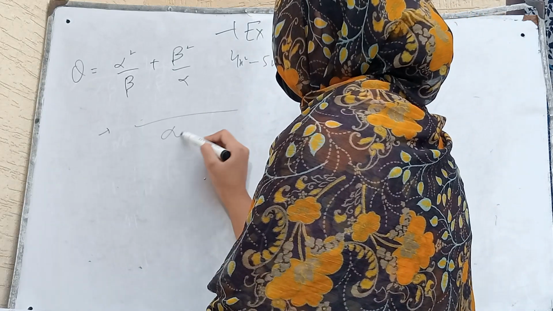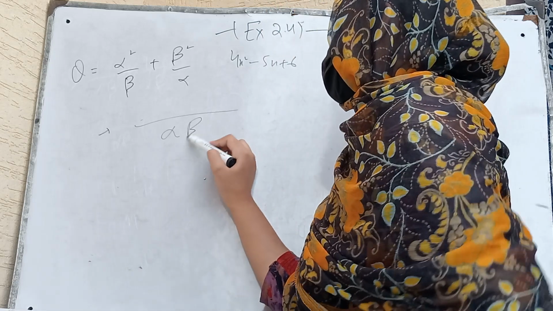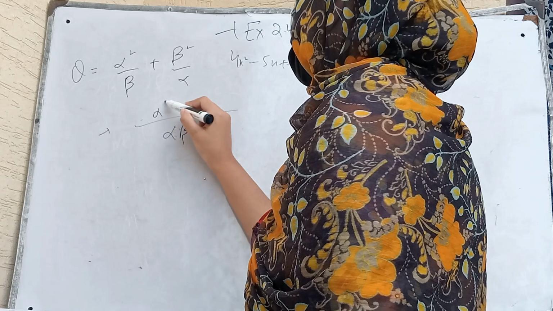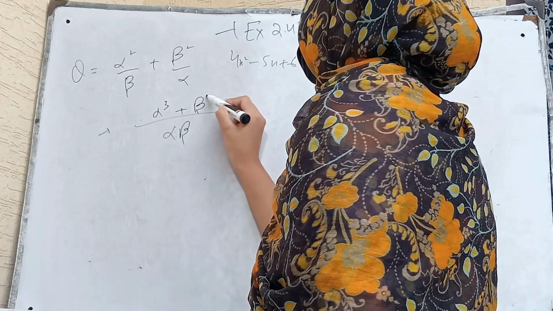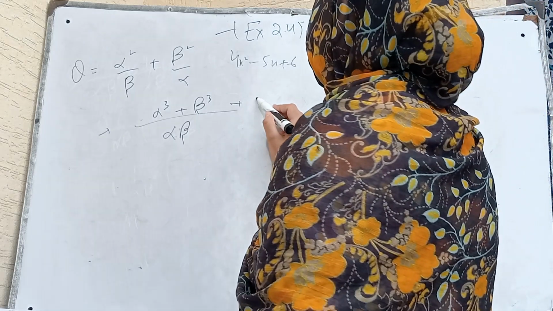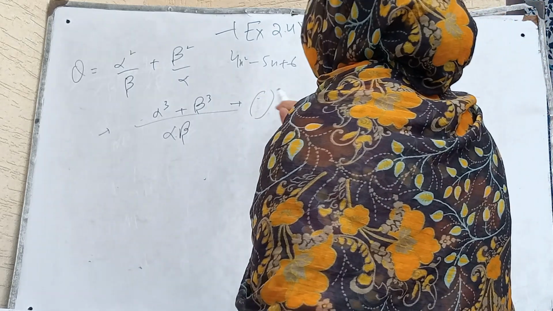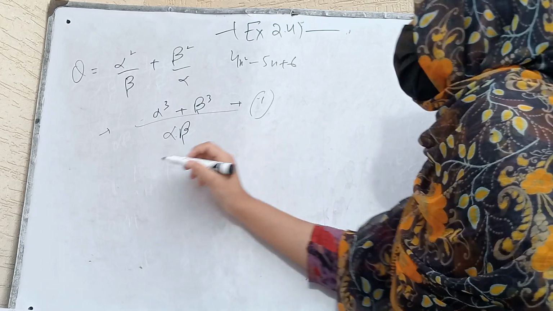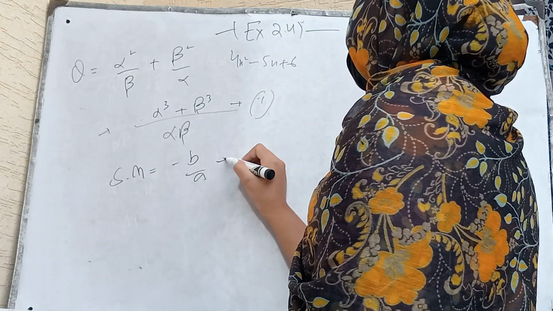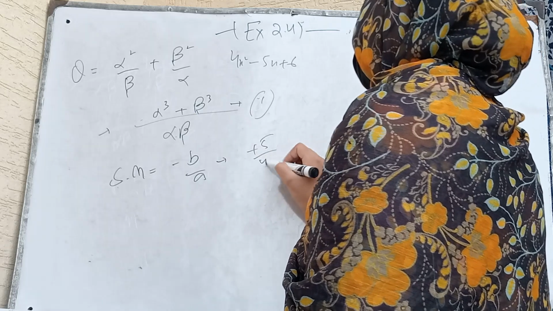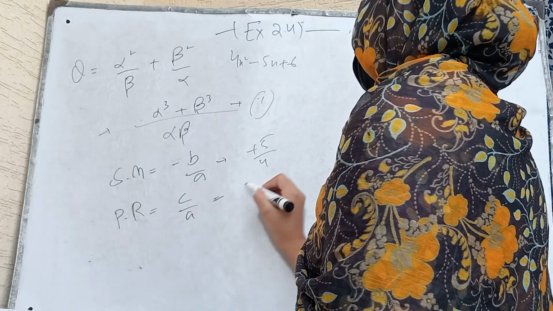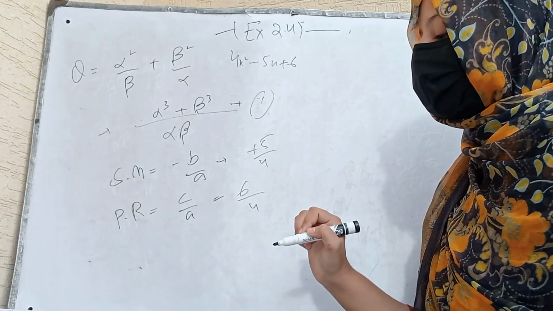taking the LCM, which is alpha beta. So alpha cube plus beta cube. Open the formula of alpha cube plus beta cube. So we have, this is the first equation we find. Sum of root, which is minus b by a, and plus 5 by 4. Product of root, which is c by a, and 6 by 4.